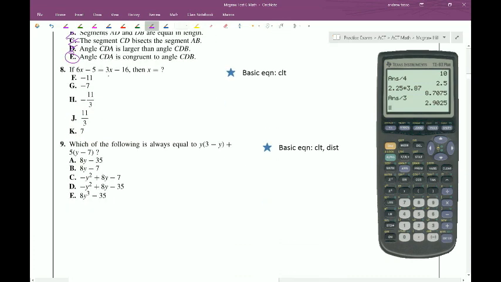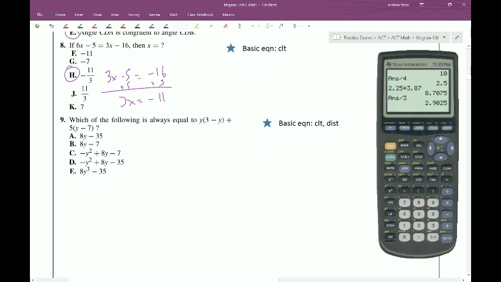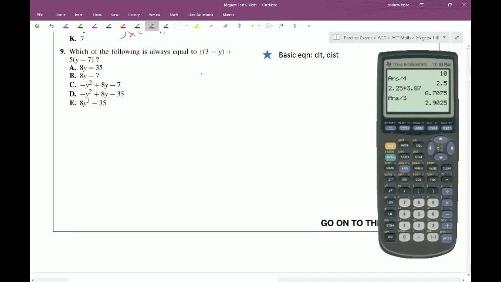Alright, so here we would subtract 3x to the left side. That gives this. Add 5 to the right side. So that gives this, and then divide by 3. Okay, which of the following is always equal to this?